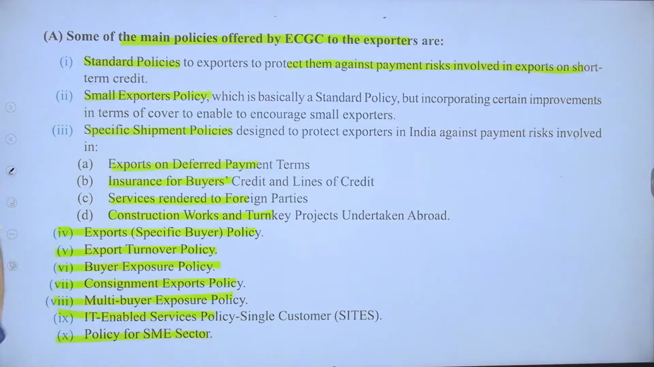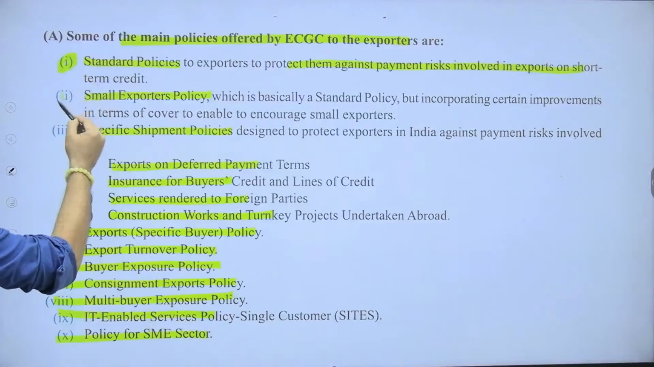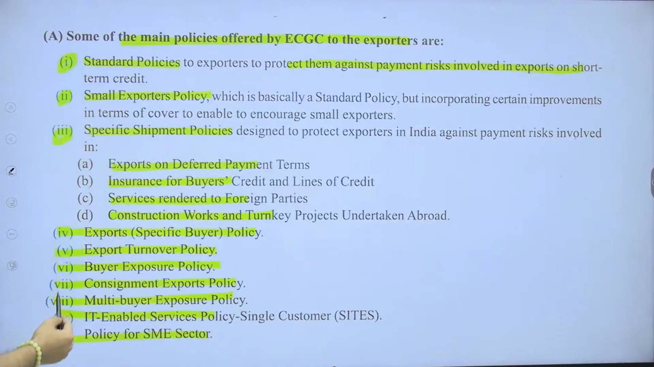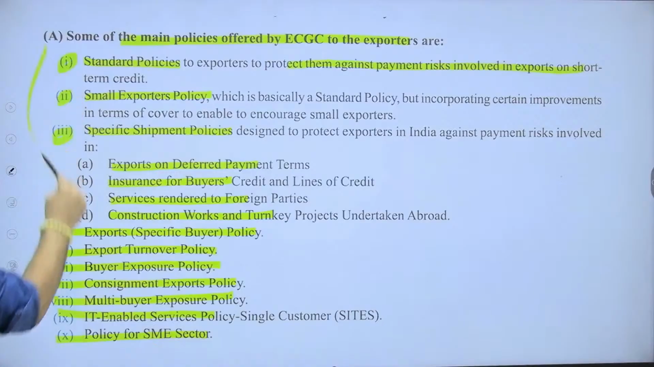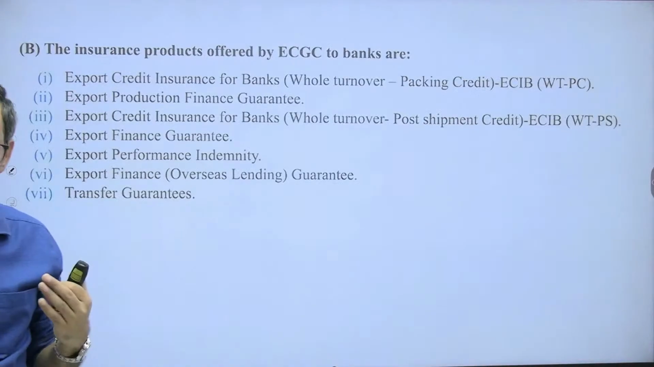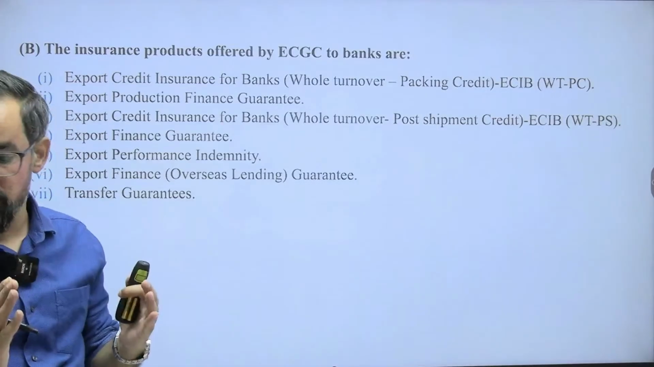ठीक है. So these are some major policies, basically 1, 2, 3, 4, 5, 6, 7, 8, 9, 10. ठीक है. So these are the 10 policies which are generally given in your book itself. ठीक है. So if you go through these, sometimes you'll get confused.